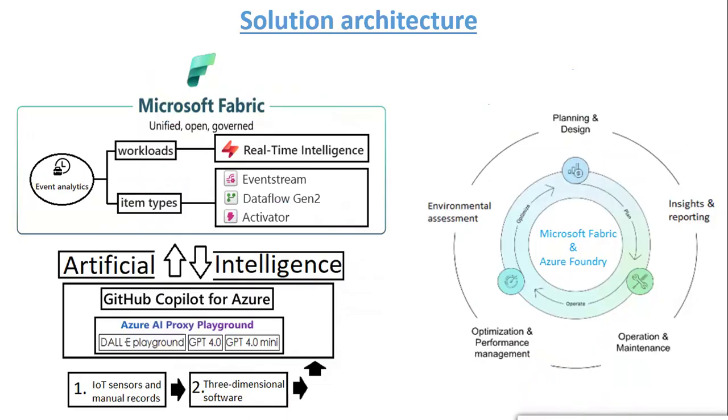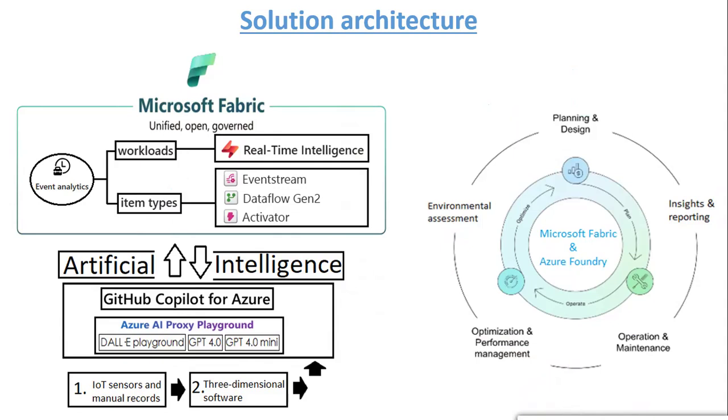So this is now the solution architecture, whereby it commences with Microsoft Fabric. We're using event analytics, specifically one workload known as Real-Time Intelligence. Then for the item types, there are three: the event stream, Dataflow Gen2, and the Activator, Microsoft Activator. For the flow intelligence, we're using GitHub Copilot as well, mainly for assisting with code generation. And then there's the Azure AI Foundry playground with models like GPT, and the information starts with collecting data from IoT sensors.